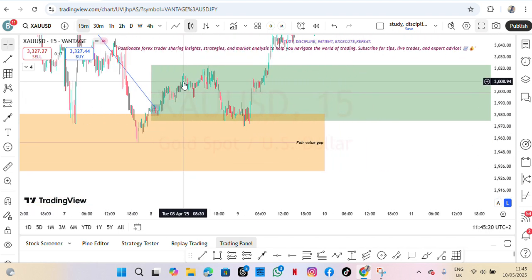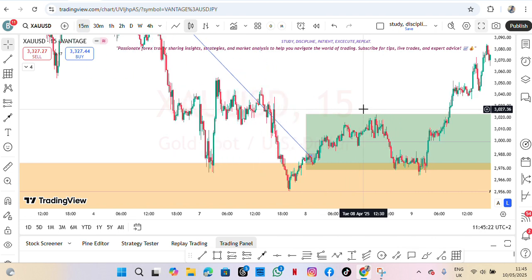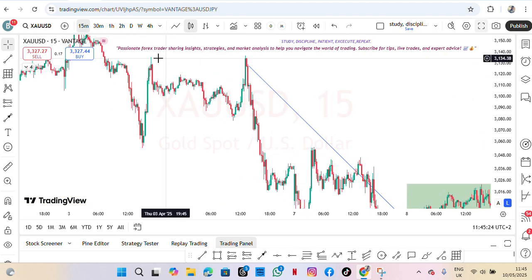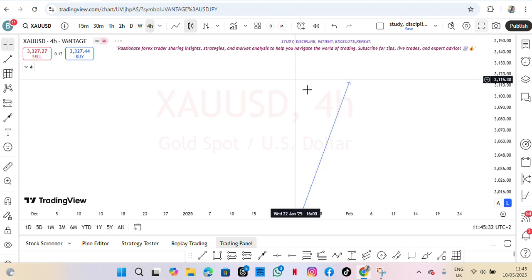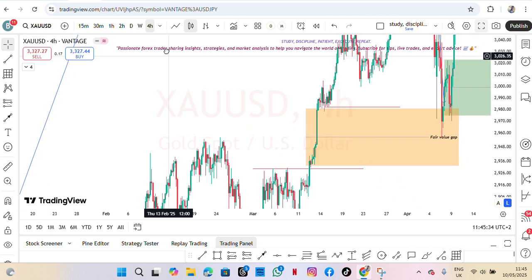You can start using it. Go to your chart right now and try to figure it out. Go to your 1 hour. Go to 2 hours. You can even start from 4 hours. If you don't want to go to the weekly or daily time frame, use your 4-hour time frame.